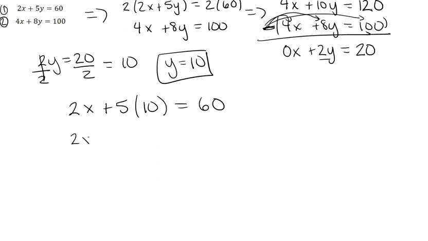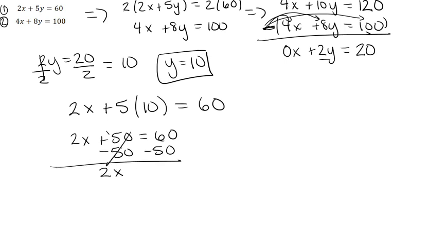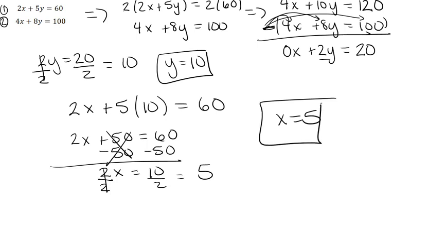Now we can go 2x, now 5 times 10 is 50, which is equal to then 60. So then we need to subtract 50 from both sides to get x by itself. So 60 minus 50 is 10. Now we can divide by 2, and we're left with x being 10 divided by 2, which is 5. So x is equal to 5. So we would say x is 5 and y is 10.